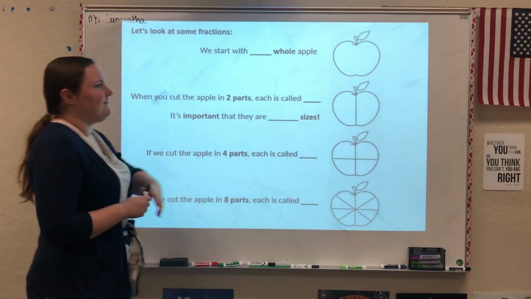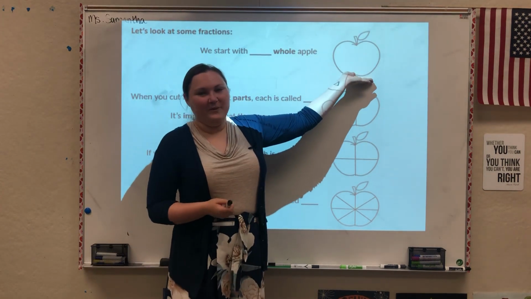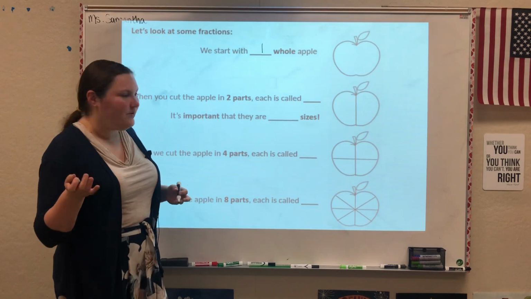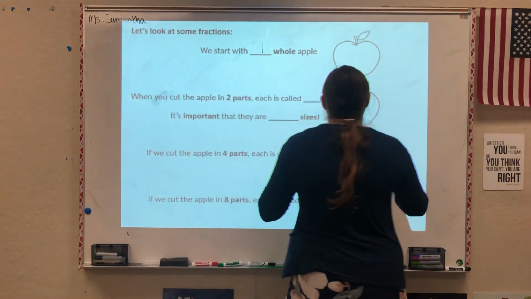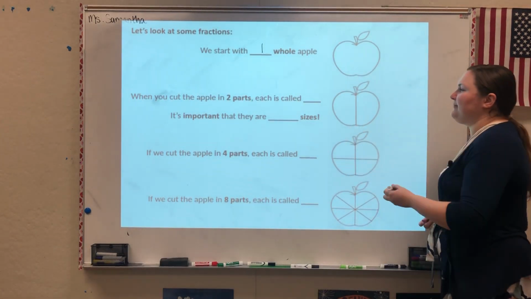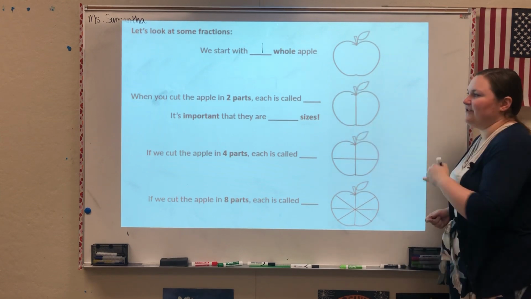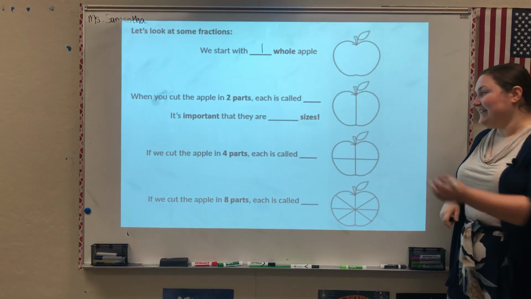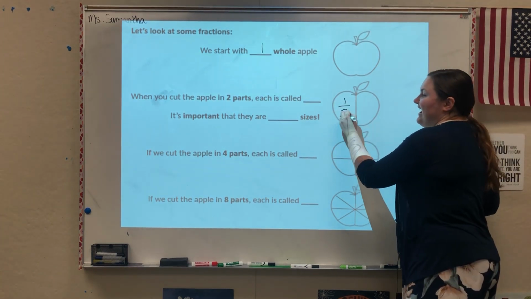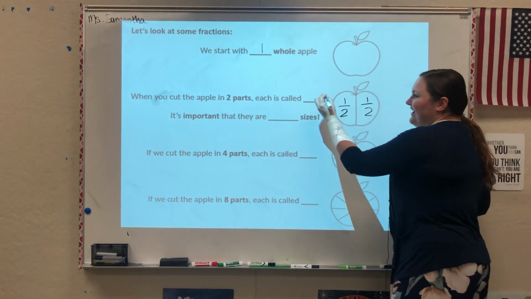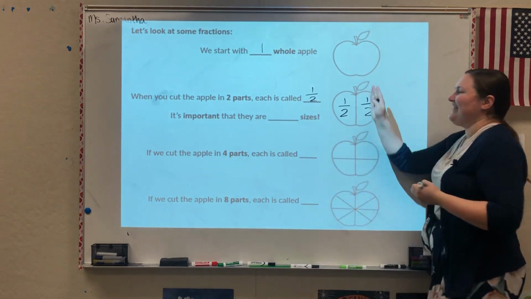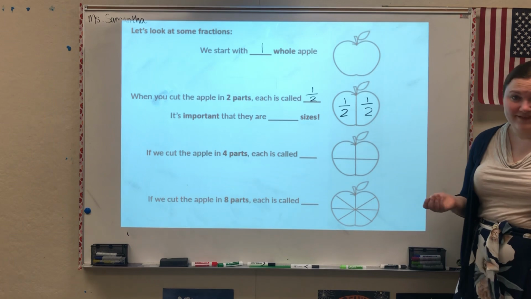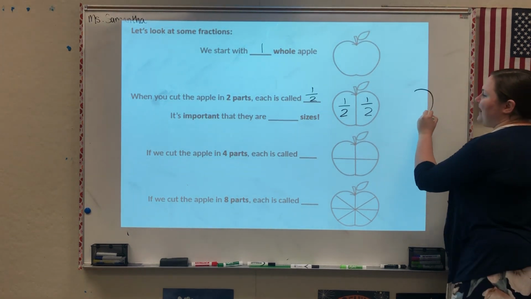If I was holding this right here, we could say that is one whole apple. If I were to cut that apple like this, if I were to take a knife and cut it just right down the middle, what would each part of that apple be called? Each part would be called a half. When you cut things in the middle like that, you're cutting it in half, which is a word you hear a lot outside math class.